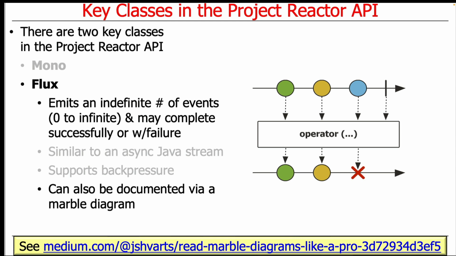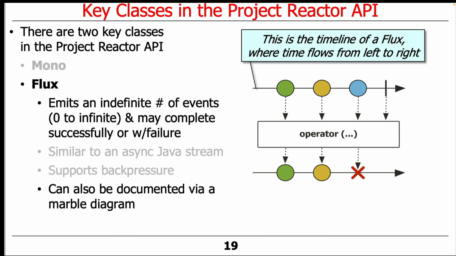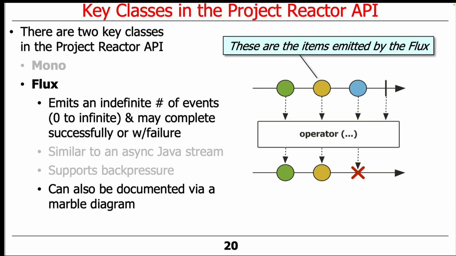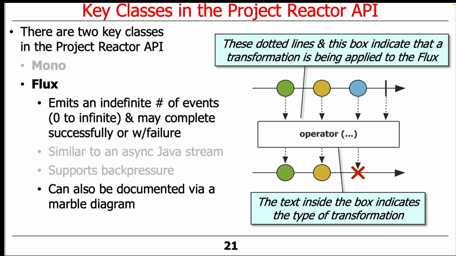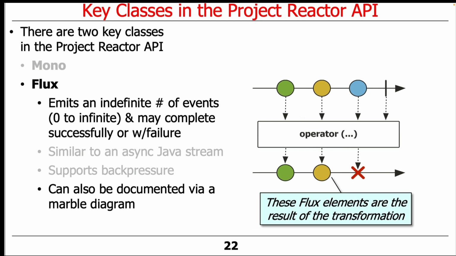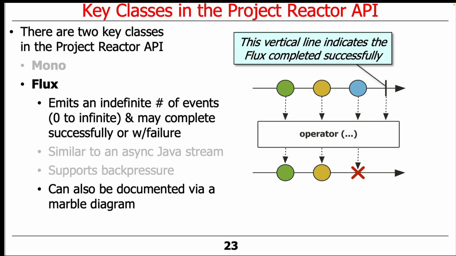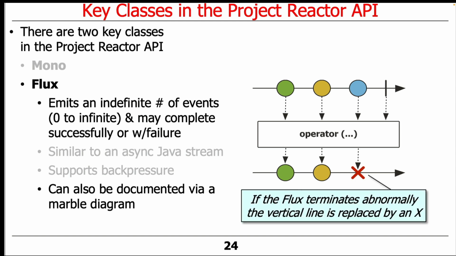You can also document fluxes with marble diagrams. Once again, we have the timeline of a flux where time flows from left to right. These are the items that are going to be emitted by the flux, and the dotted lines here indicate there's a transformation that's being applied, like flat map or filter or whatnot. And we usually have a name in there that indicates what's going on. And then the things at the bottom are the results of the transformation, things going through and getting transformed or filtered or whatnot. If all goes well, you have this vertical line here. If something goes wrong, then there's this X.